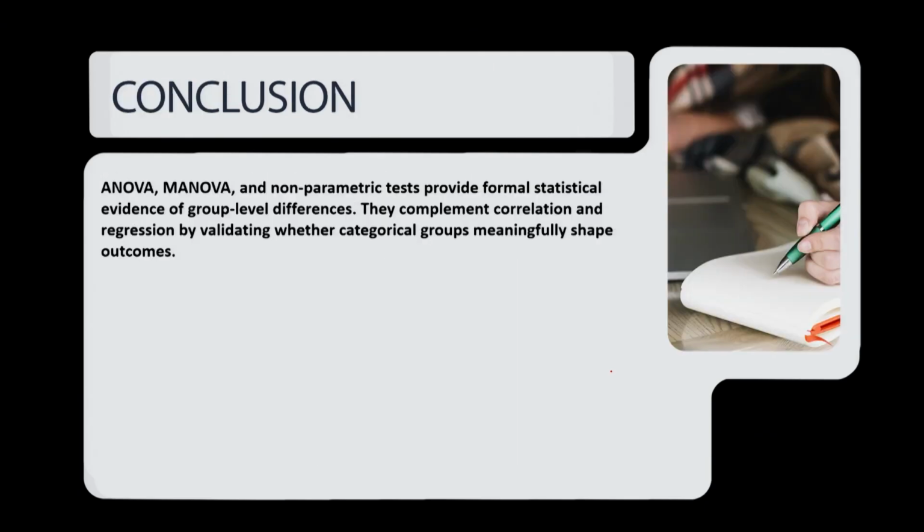And to conclude, ANOVA, MANOVA and non-parametric tests provide formal statistical evidence of group level differences. They complement correlation and regression by validating whether categorical groups meaningfully shape outcomes.